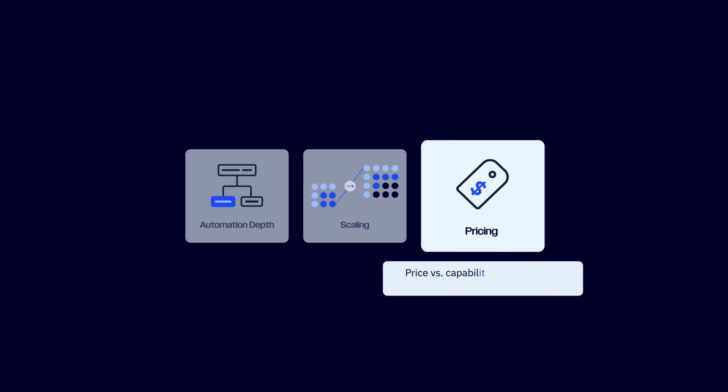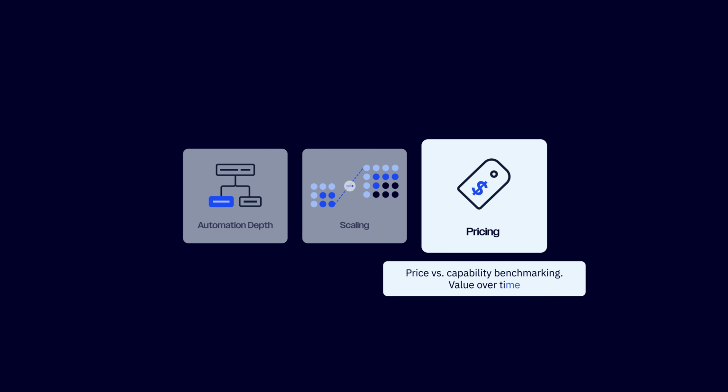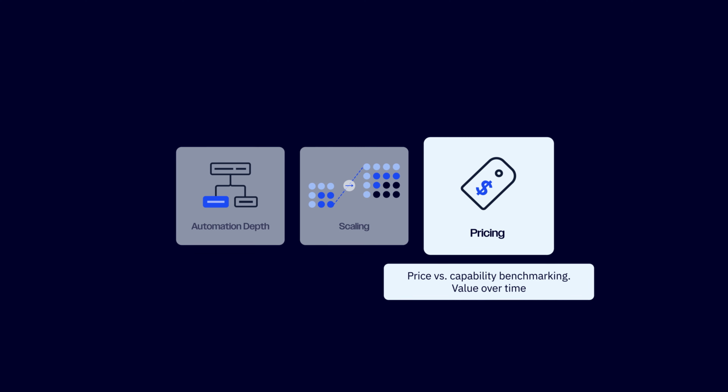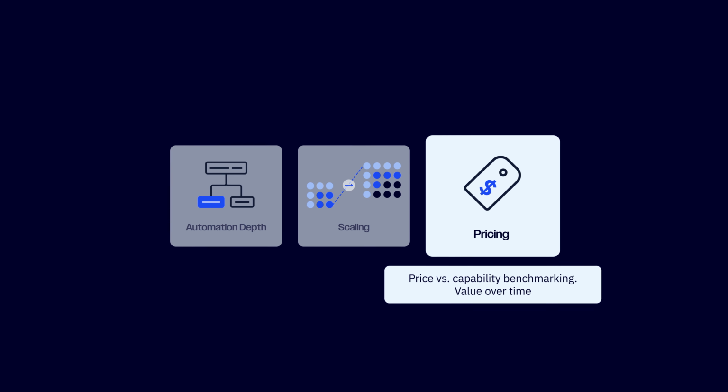This is where a lot of teams get surprised. Sticker shock is a common problem for SaaS tools. It's tricky to truly benchmark a tool's capabilities from the pricing page. Instead, let's look at how value over time compares in the two platforms.